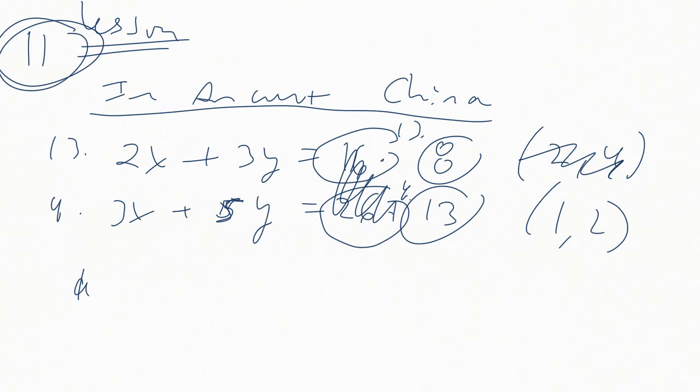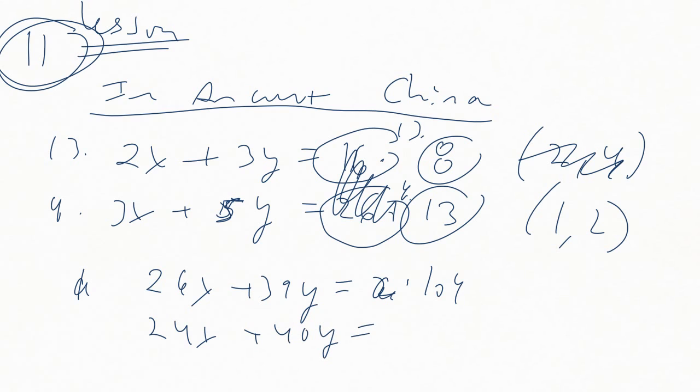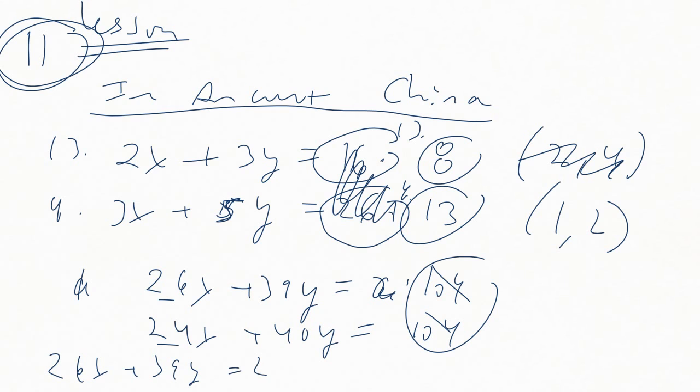I get 26x plus 39y equals 104, and 24x plus 40y equals 104. So this is funny because I'm not trying to get these numbers the same. I'm trying to get these the same. Because when they are the same, I could then sort of eliminate that and set these two things equal to each other. 26x plus 39y equals 24x plus 40y. Well, that's still got a lot of variables. But there's no constant now.